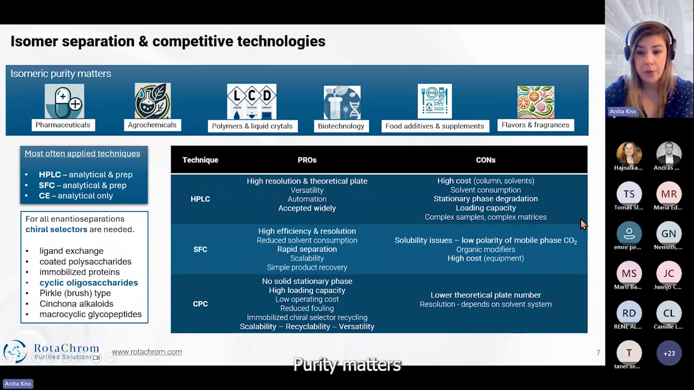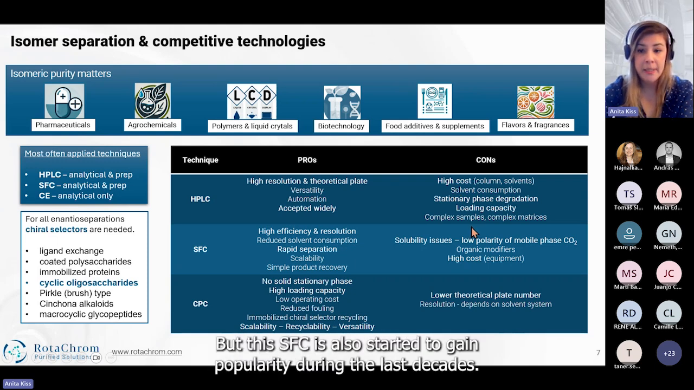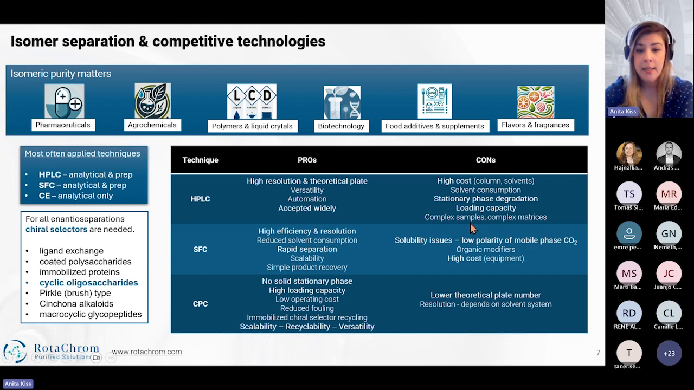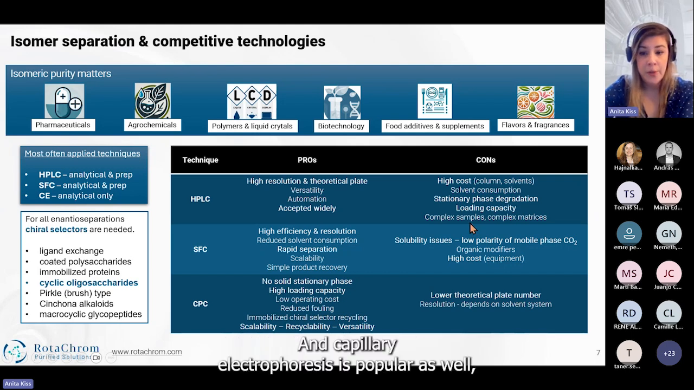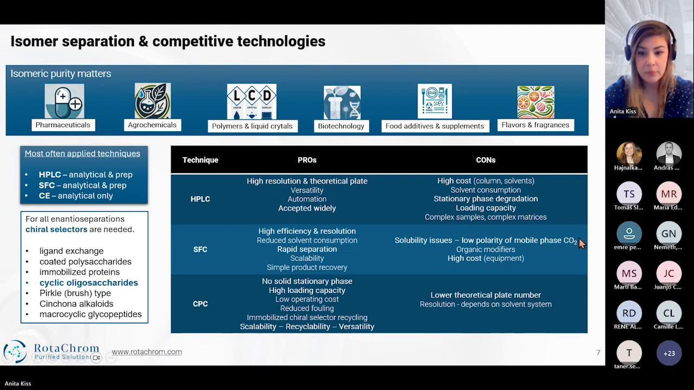Purity matters the most in these industrial fields, where usually HPLC is the most often applied technique, but SFC has also started to gain popularity during the last decades. And capillary electrophoresis is popular as well, but mainly in academia since it's limited to analytical purposes.